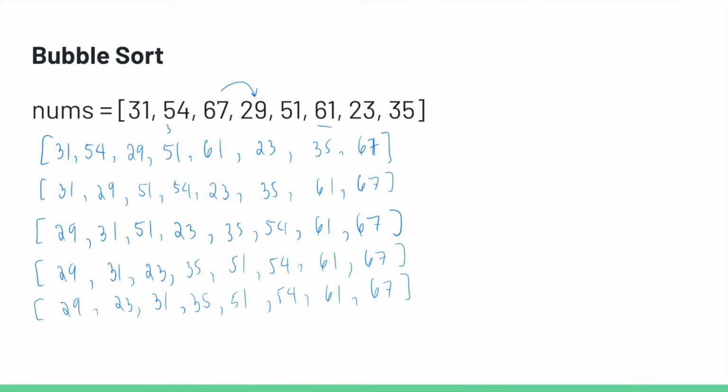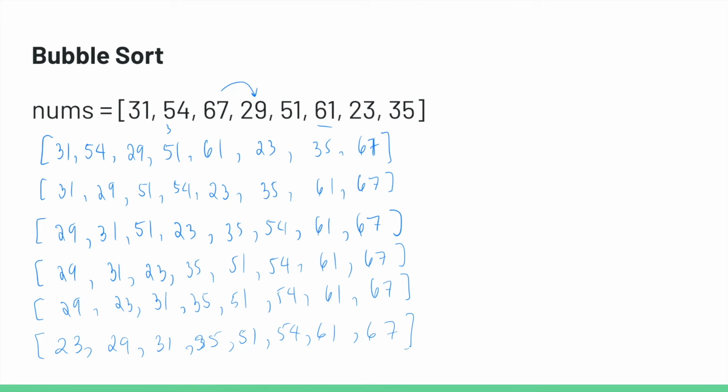But we're not done yet. So we've got 29 and 23, which we can swap. So we're going to end up with 23, 29, 31, 35, 51, 54, 61, and 67.